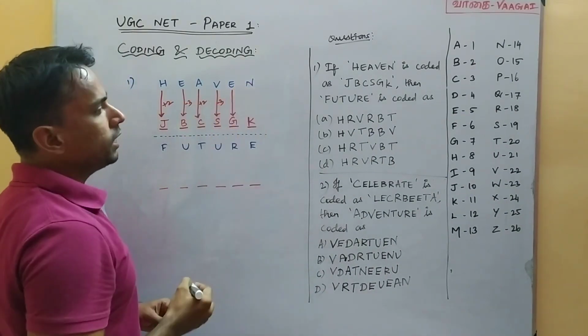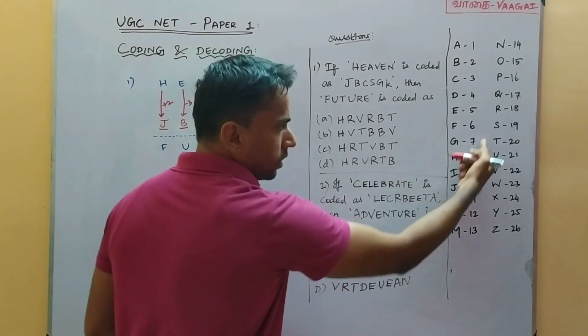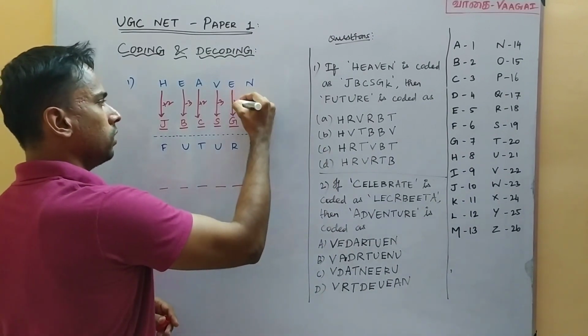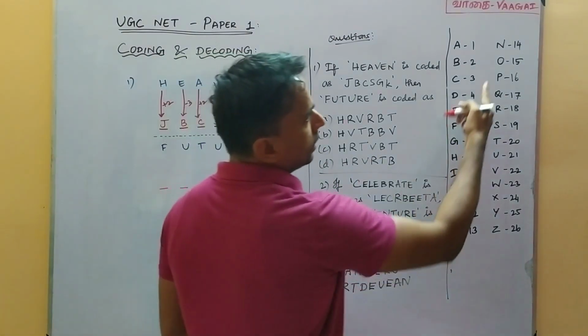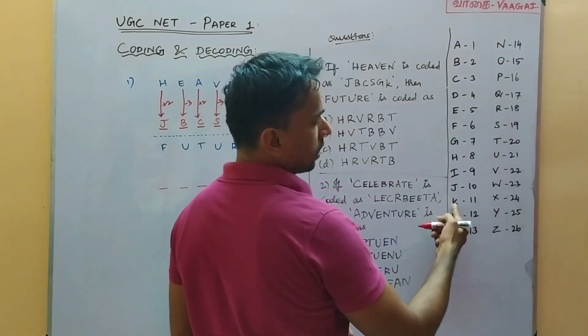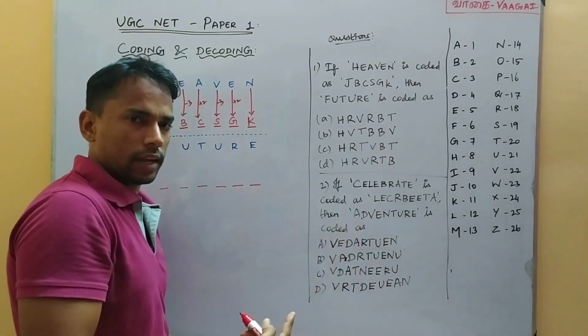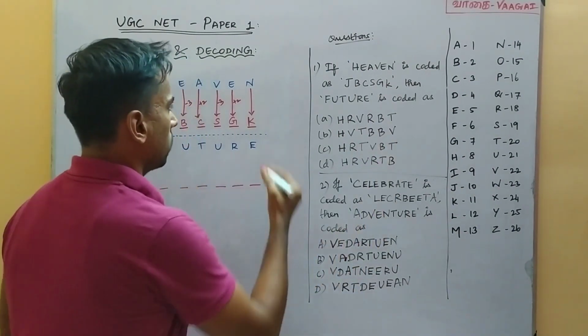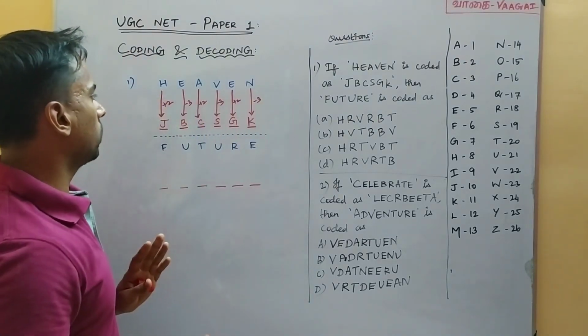And E to G, if you see, E is 5 and G is 7. Again this is plus 2 here. And last, N to K they are moving. N is at 14th place and K is at 11th place. That is 14 to 11, again 3 positions in the reverse direction, right? So minus 3. So we'll see overall what they are doing.